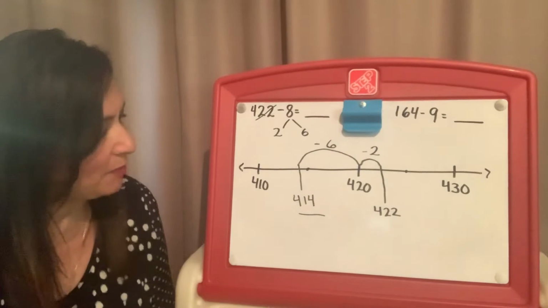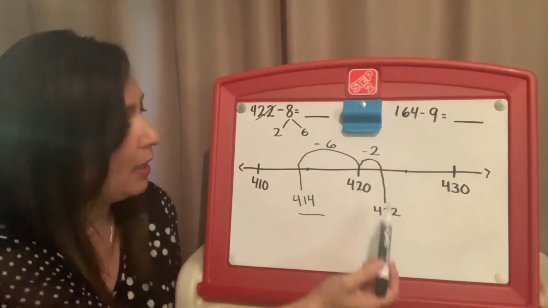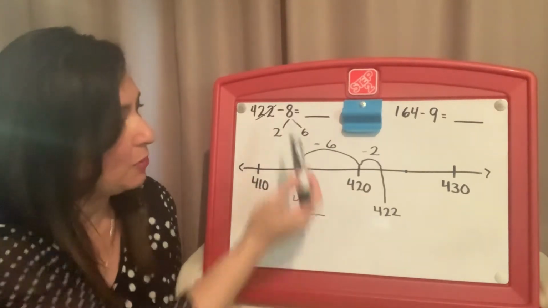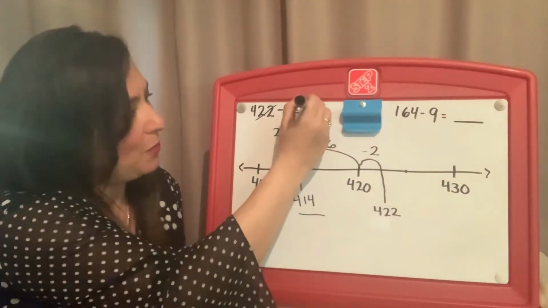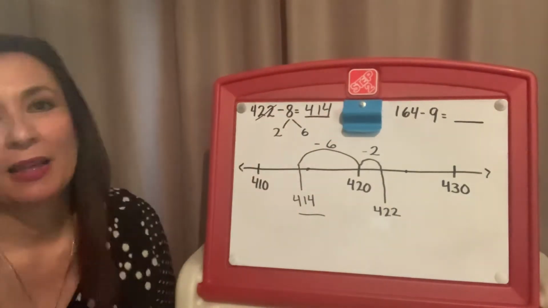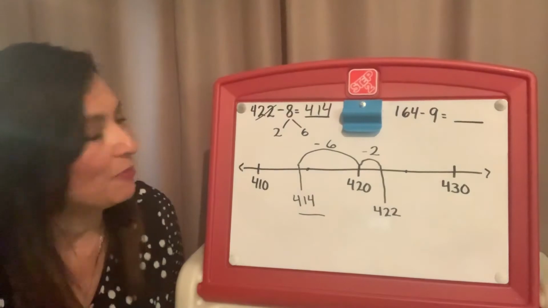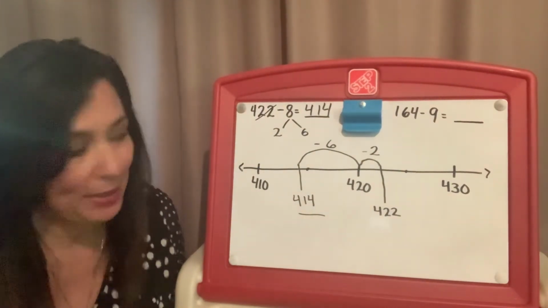I can double check my work by making sure I positioned 422. I jumped back a total of 8. 2 plus 6 is 8. My difference is 414. Let's try the next one, and this time we'll do it on an empty number line because you'll be practicing both ways today.